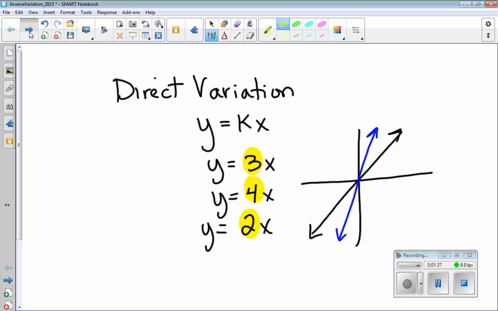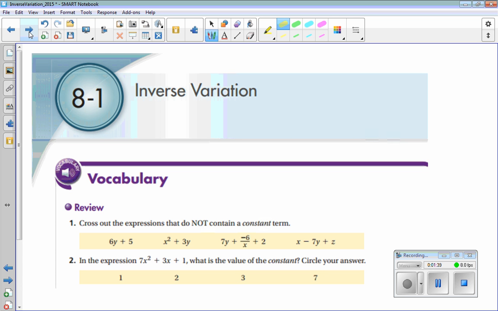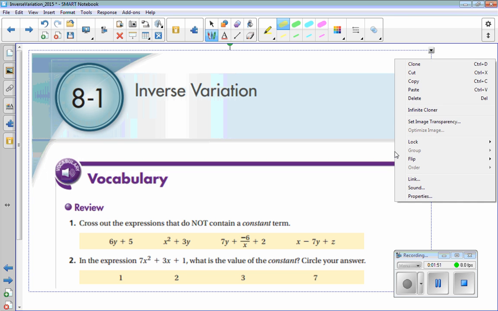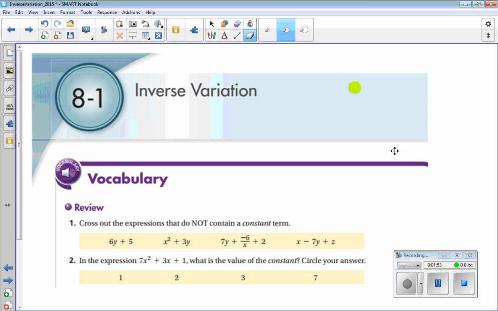But today we're going to talk about something called inverse variation, and then there's combined variation. We're going to spend more time on inverse variation because its graph doesn't look like this. Its graph looks, well, hang on. I'll show you what the graph looks like in a second. I'm having, obviously, some technical difficulties. But let's go ahead. I'll show you what the graph looks like in a few minutes.